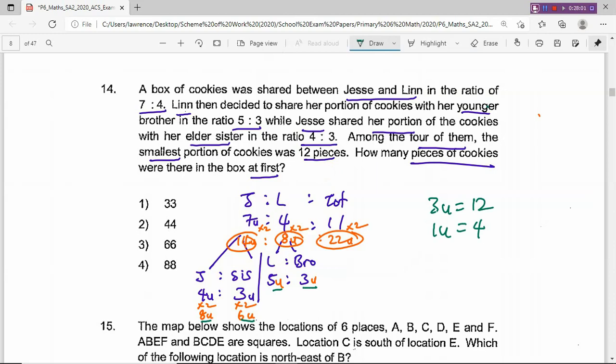So how many pieces of cookies are there altogether? Which is 22 units, right? So you don't look at the old ratio. All the old ratios, you don't look at it already. You look at the new ratios. So there are 22 units. So there will be 4 times 22. So 88. So there are 88 cookies at first. So your answer is number 4. Okay? Alright, so let's go to the next one.